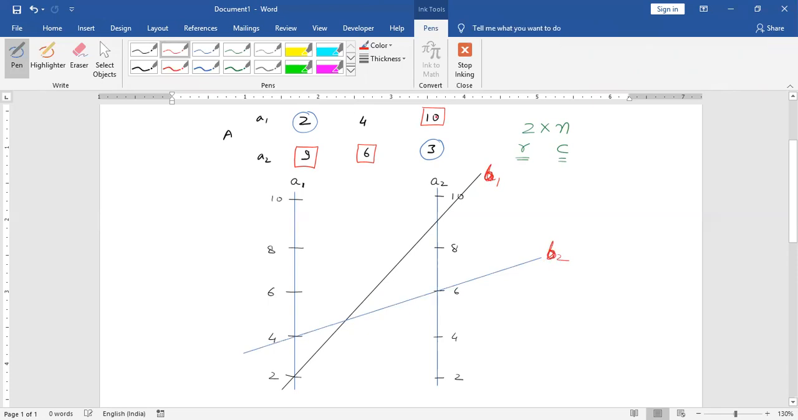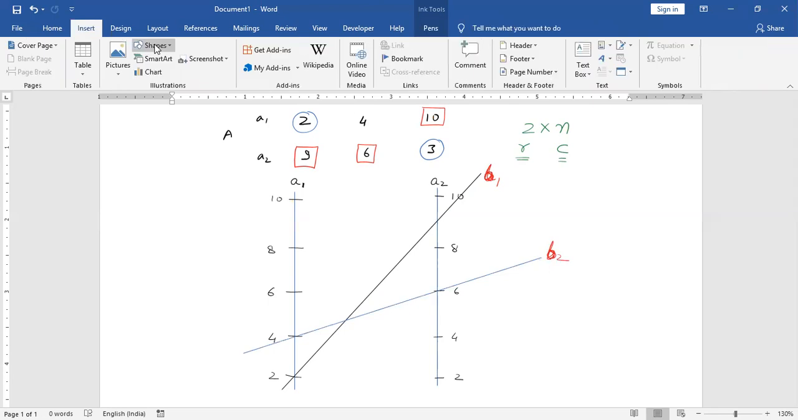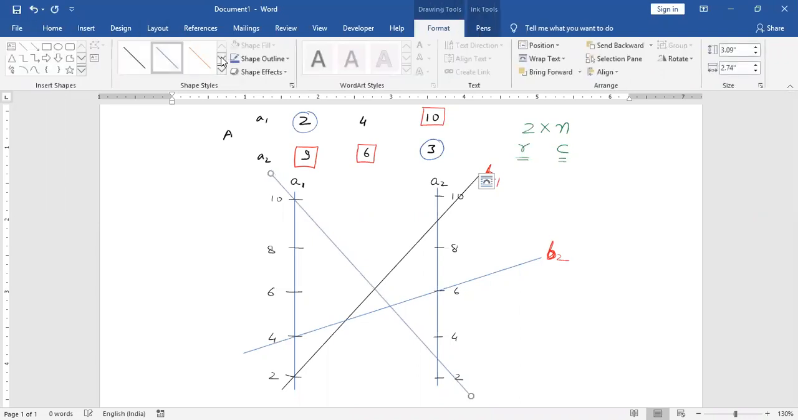Now I'm going to draw the B3 strategy. That is 10 and 3. 10 on A1 and 3 on A2. So just draw a line. So this is 10 and 3. And I want to change the color of this line so that you can easily recognize it.